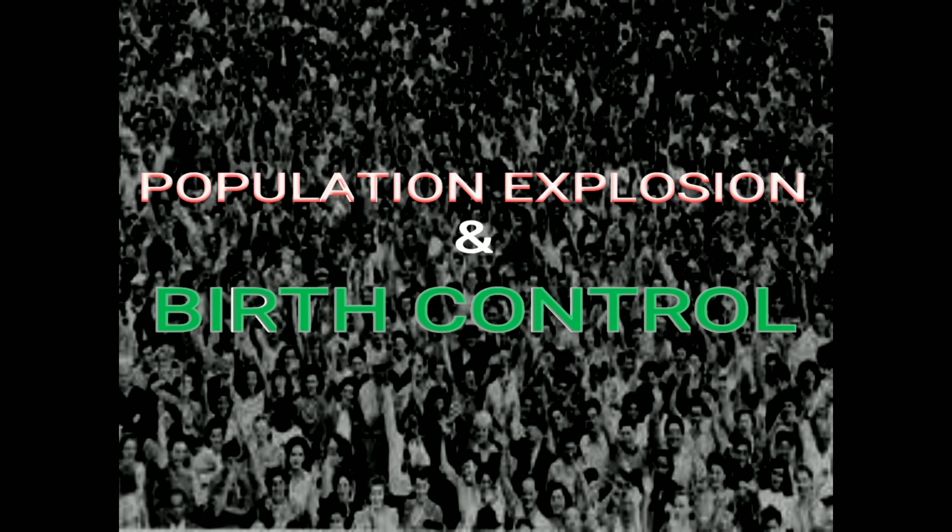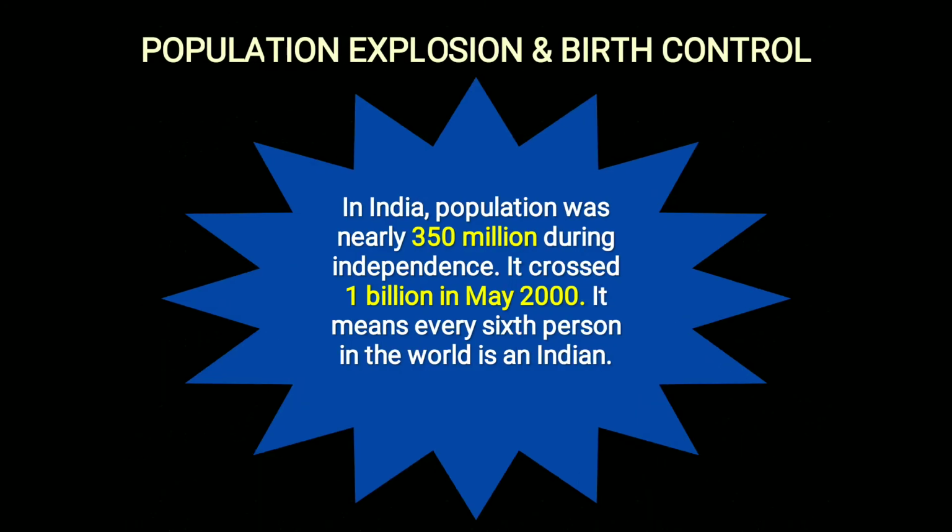Next, population explosion and birth control. As we know, India has the highest amount of population, right? So how much population is in India? The population was nearly 350 million during independence. It crossed 1 billion in May 2000. It means every sixth person in the world is an Indian.